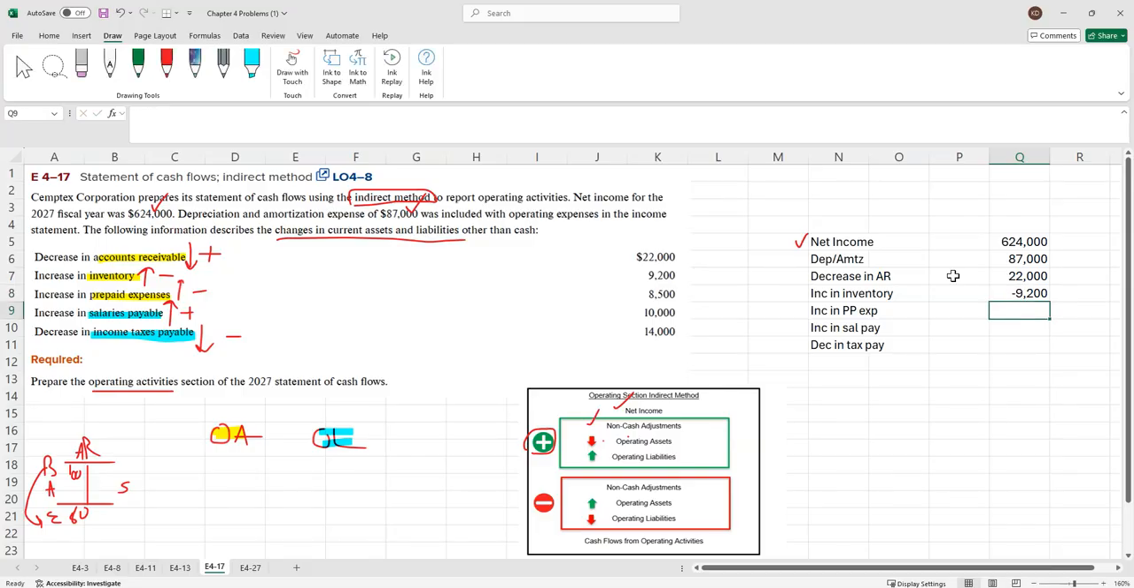Sorry, let me fix that there. We'll subtract the 8,500. Geez, I'm getting this all mixed up here. Oh my gosh, I've been recording too many videos in one day. Oh, maybe it's my keyboard there. Okay, we're good.